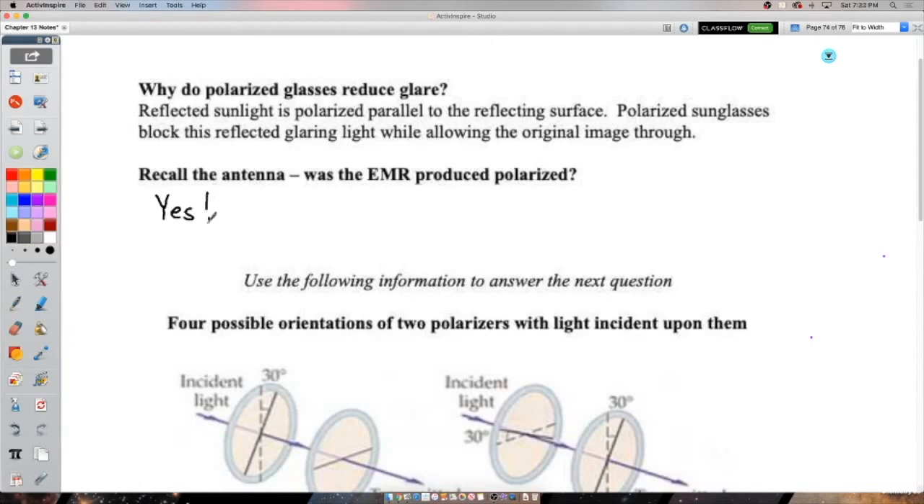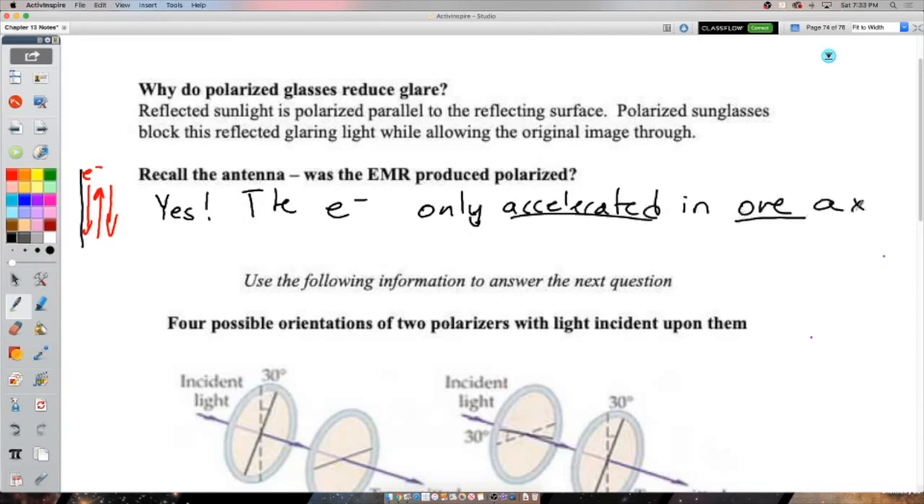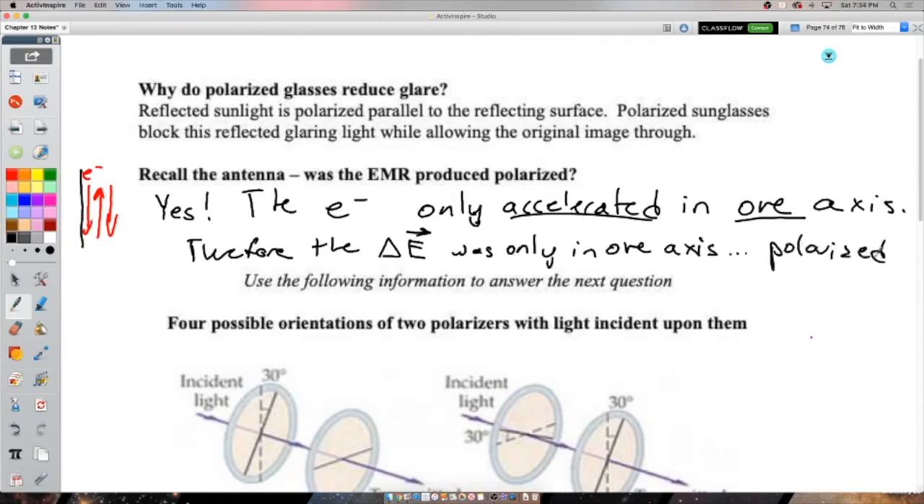In an antenna, you'll recall it was basically an electron going up and down, up and down. So the electron only accelerated, not moved, but accelerated, in one axis. So why did that produce polarized light? Therefore, the change in the electric field was only happening in one axis, up and down, and so we were getting these polarized waves out. Polarized EMR was the result.